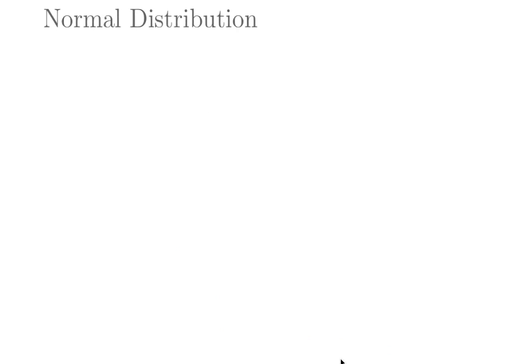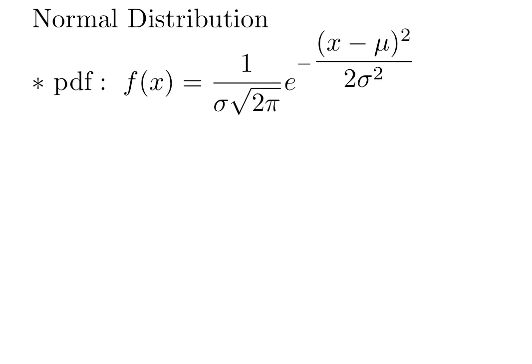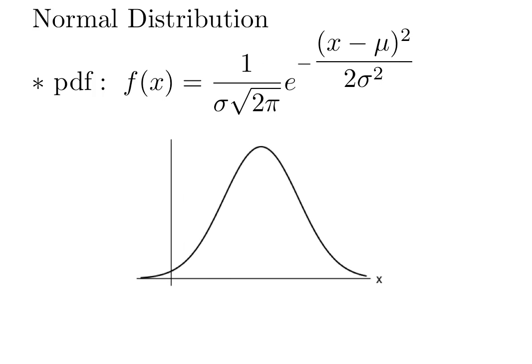The last distribution is the normal distribution. As I mentioned in class, you don't need to memorize the PDF formula because it's quite complicated. This formula will be given to you during the test, but you have to be able to identify it. And the graph of the PDF has this shape. This is the bell curve, right?